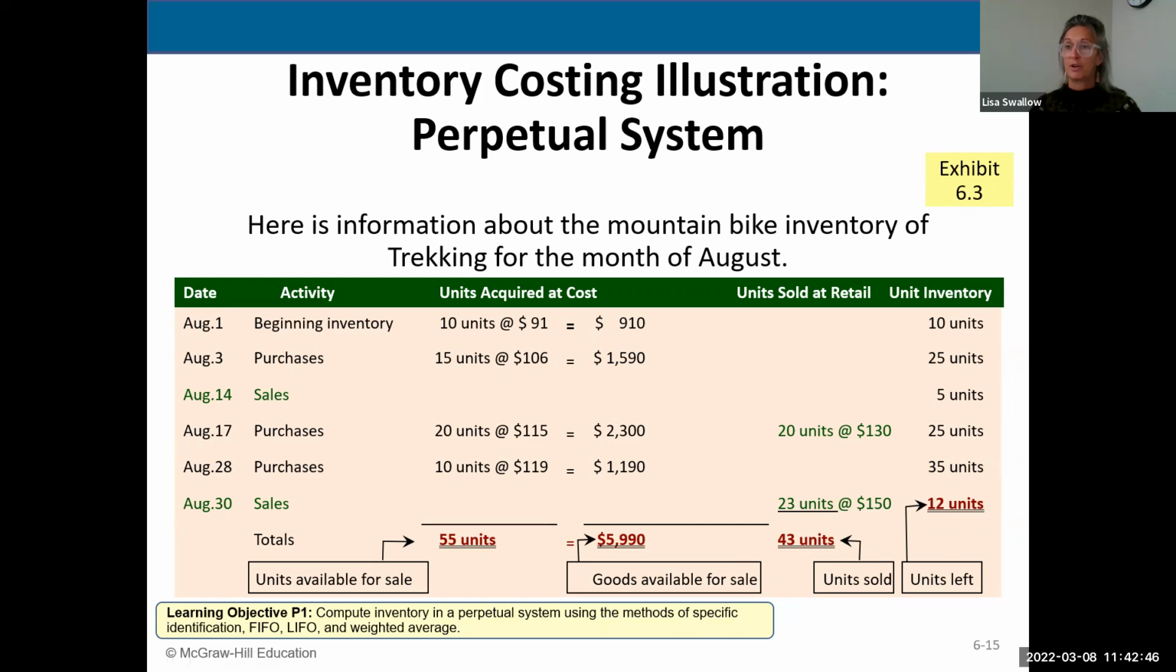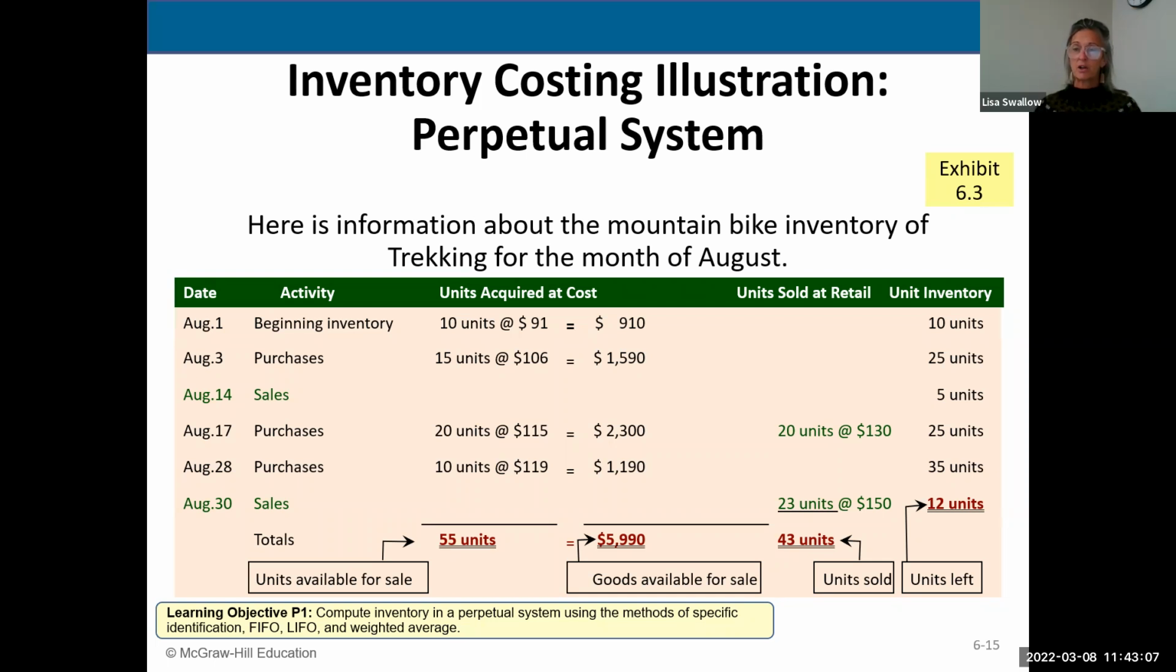If I'm using FIFO, first in, first out, my cost of goods sold number is going to be what? Higher or lower? So just think about that for a second. FIFO, first in, first out. What's that going to do to COGS compared to the other methods?